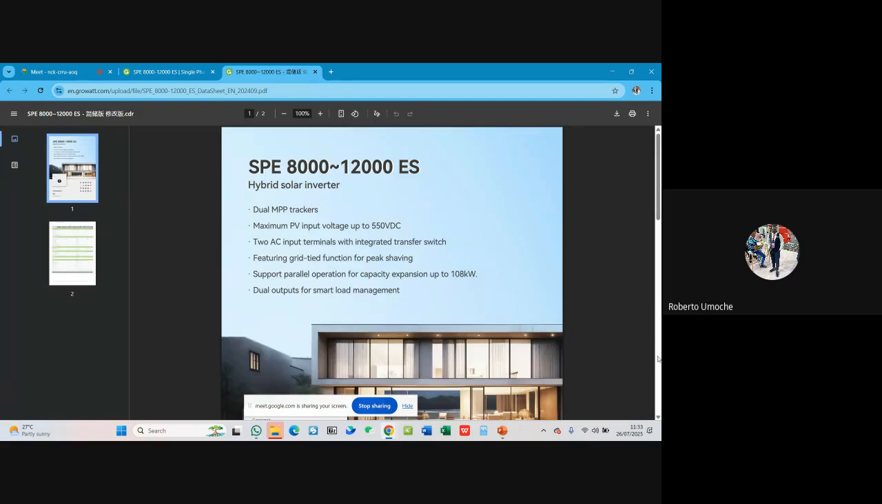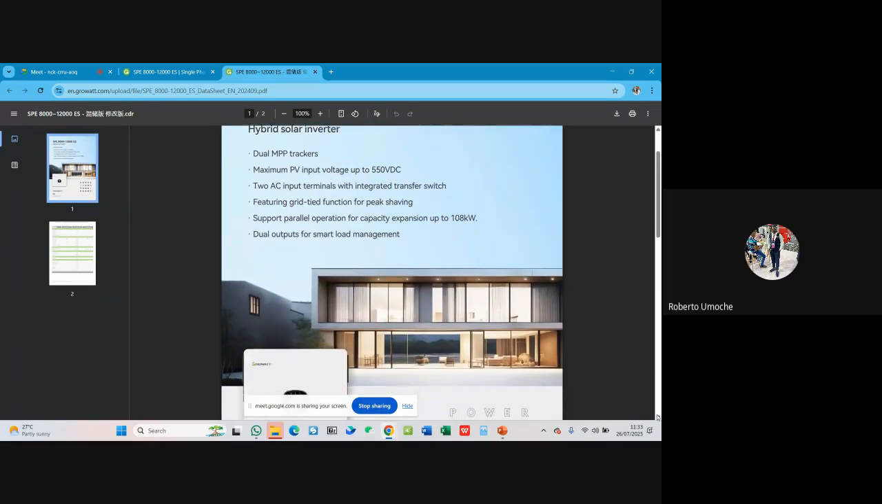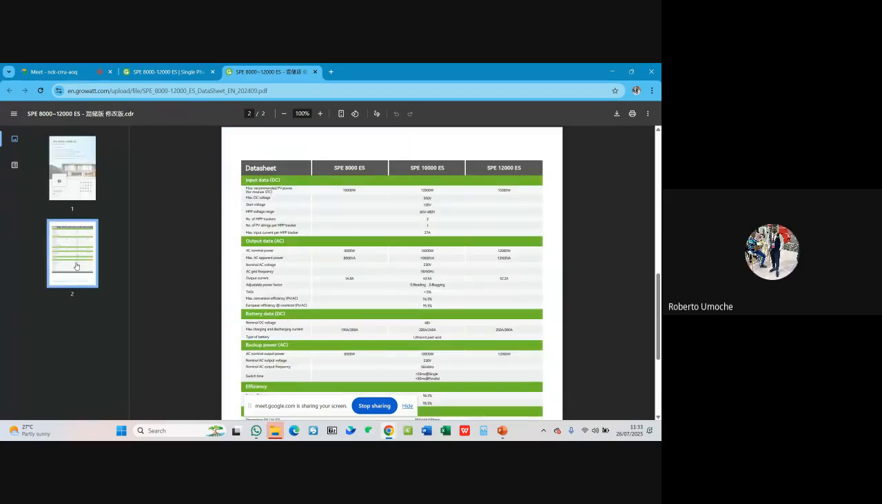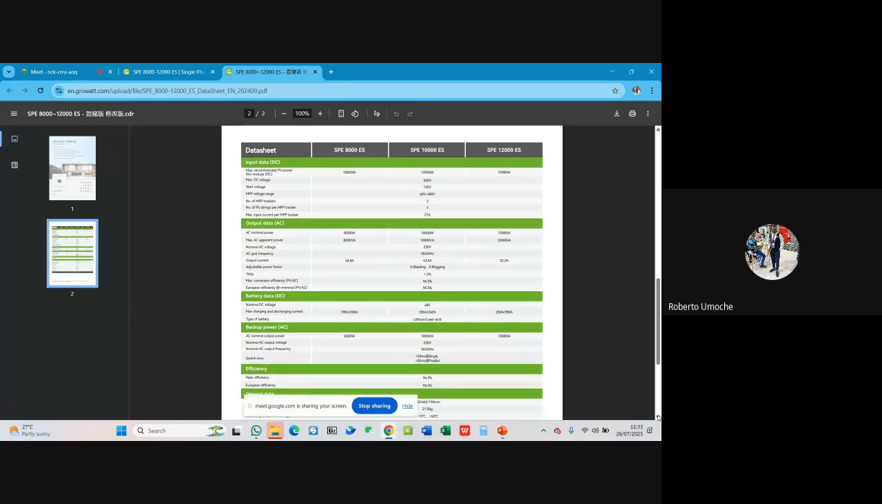Okay. Please, can you all see my screen? Yes, we can see it. Okay, sincere apologies, please. There was a mix-up along the line. So here we have the data sheet for the SPE series, 8,000 ES, 10,000 ES, and then the 12,000 ES.